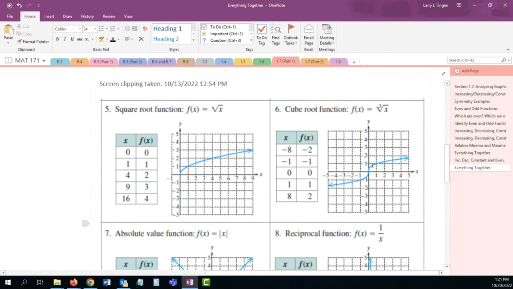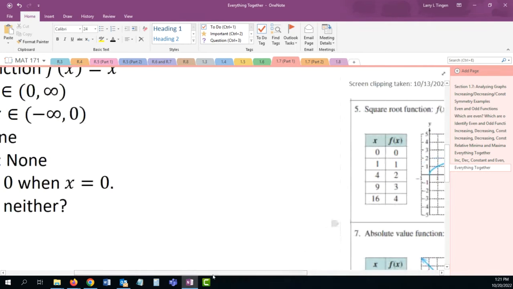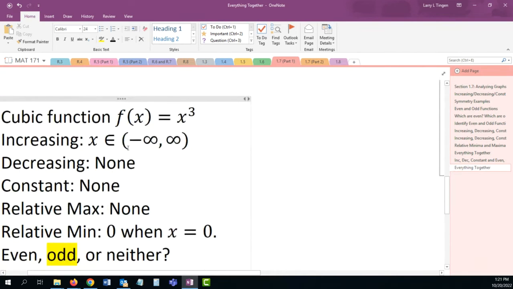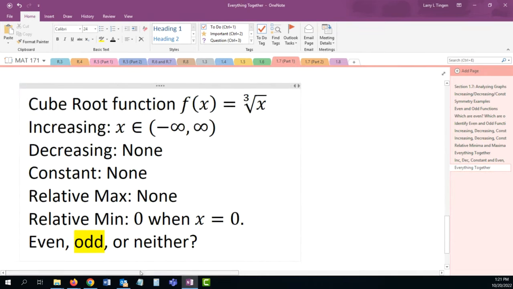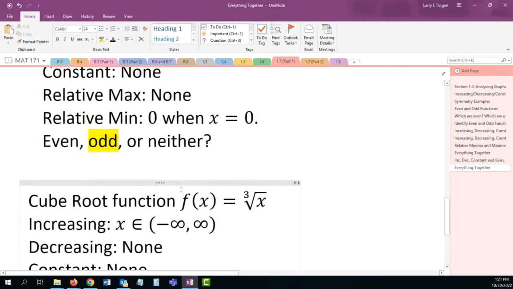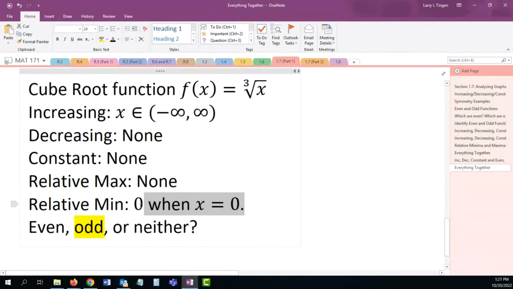All right, so what is this function doing? Okay, well, it's always rising from left to right. It's never falling. Yeah, that's all it does is increase. So since all it does is increase, it's got the same property as the cubic. It's increasing everywhere. It's decreasing nowhere. It's constant nowhere. It has no relative max. And it has no relative min.